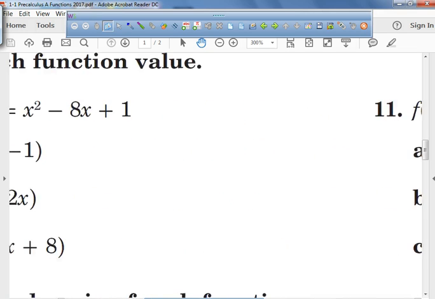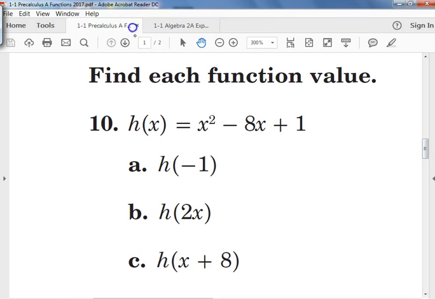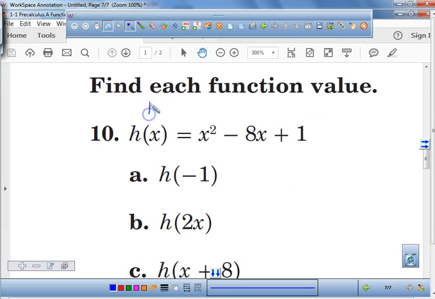All right. So right now, everybody, number 10. What I would like you guys to do for number 10 in your journal is title this right above it: Function notation.